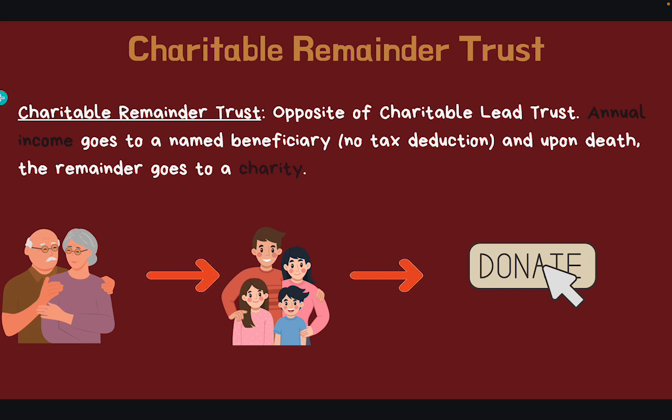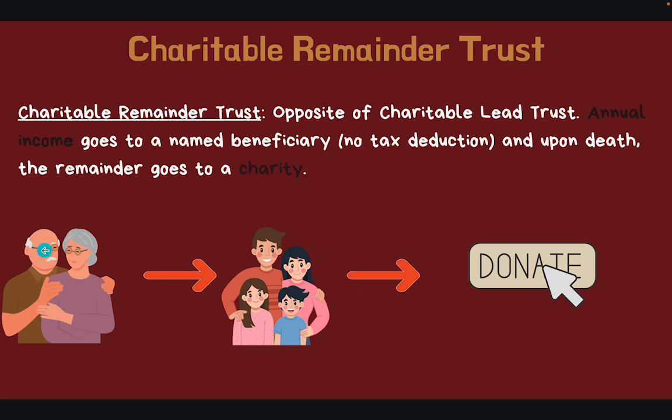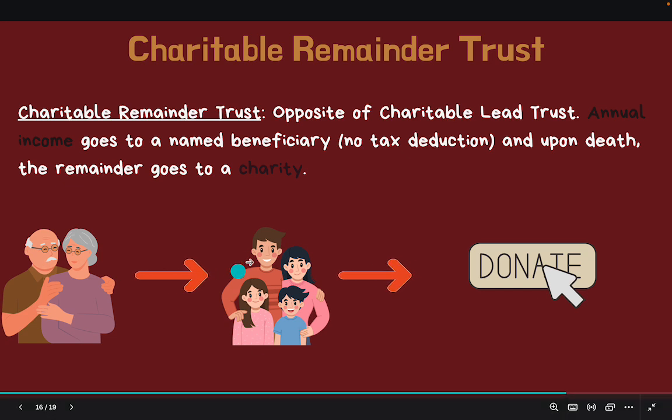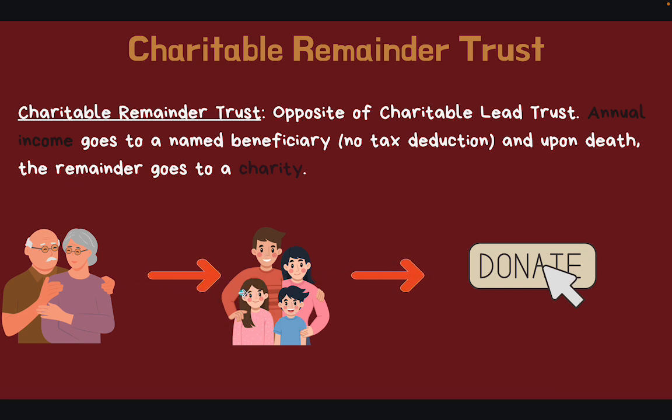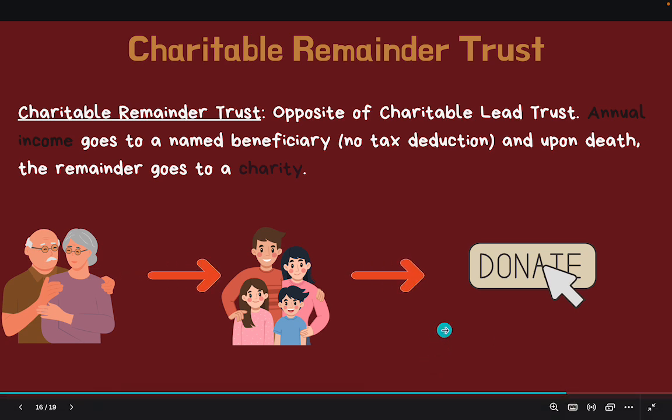Okay, so listen, we set up this charitable remainder trust. We want everything to go to our family until they die, and then we want everything to be donated. Charitable remainder trust. Okay, cool. Next.